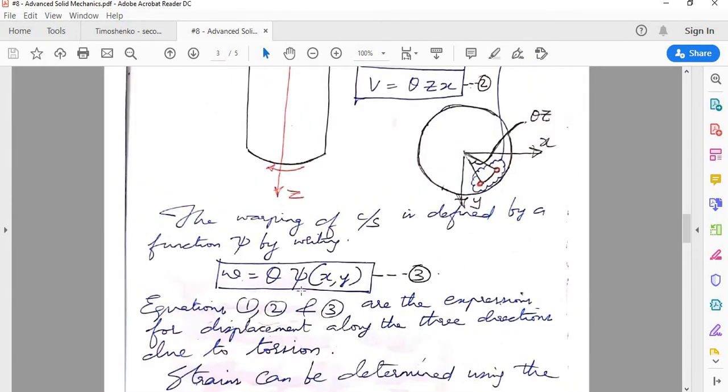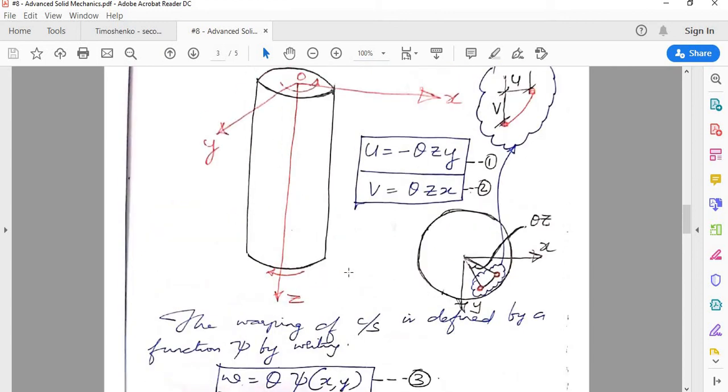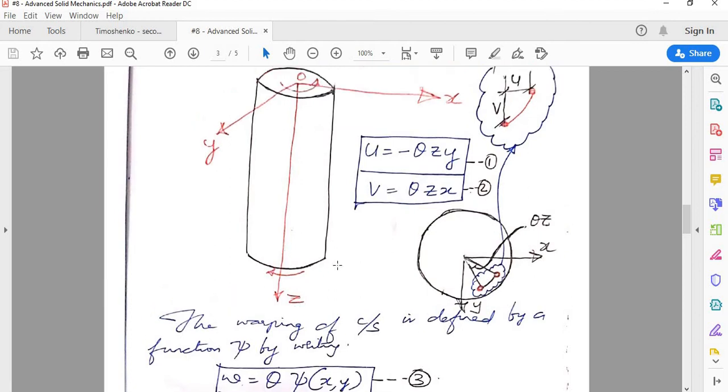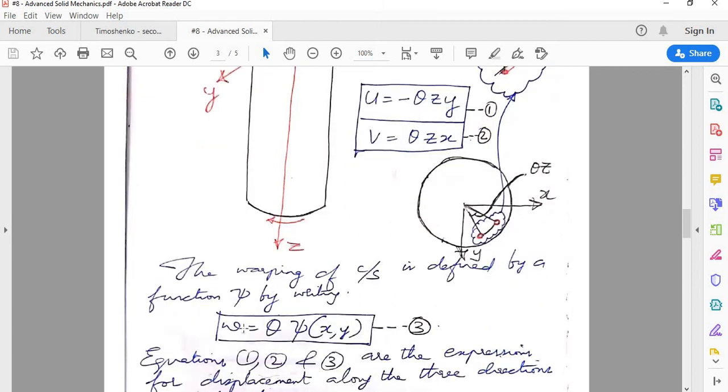Now what we said is that due to warping, as the cross section is in general not circular, you will have some out of plane deformation. When you say out of plane deformation, remember the plane is xy. When you take any cross section, it is the xy plane. So out of plane deformation would mean there will be displacement along the z direction. The z direction displacement we'll generally note as w. We don't know what the z direction displacement is yet, because we are yet to arrive at the formulations.